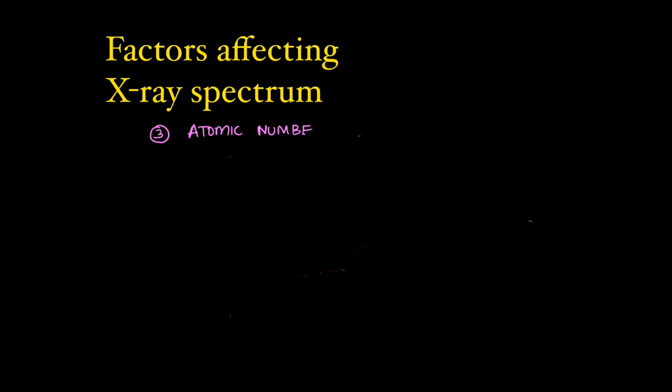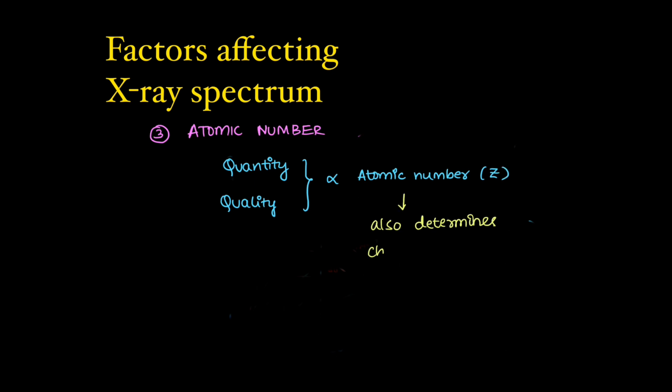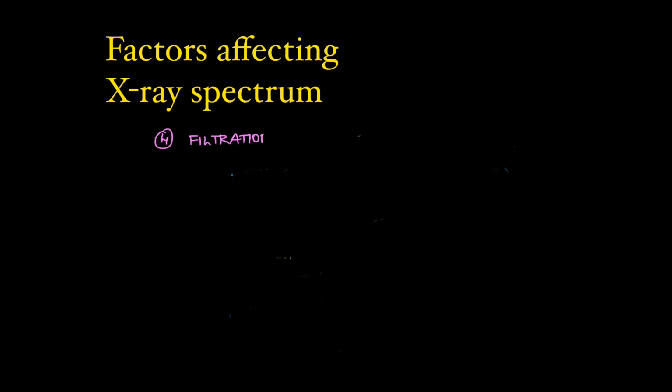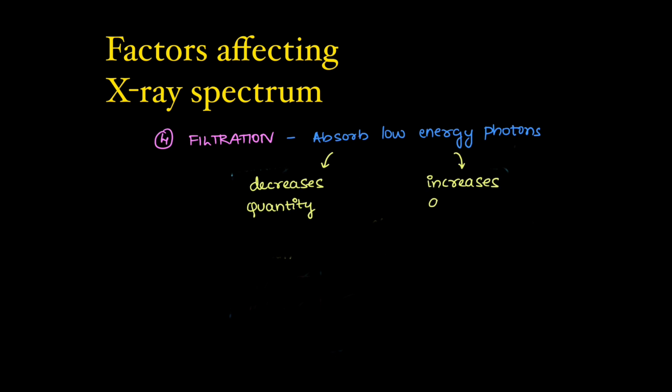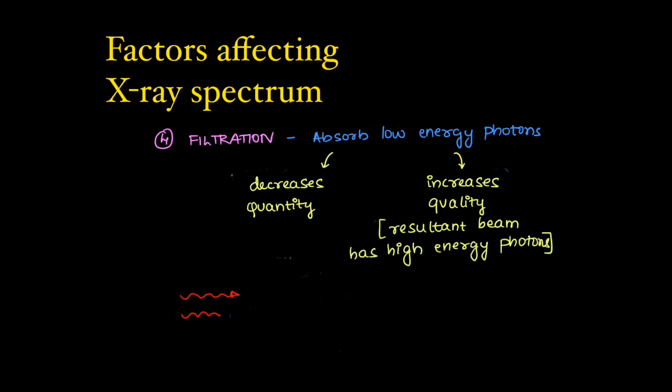Third factor affecting the spectrum is the atomic number of the target. Both quantity and quality are directly proportional to atomic number. That means as atomic number increases, quality and quantity both increase, and it also determines the characteristic radiation. Fourth factor is filtration. When filter is applied to the resultant X-ray beam, it absorbs low energy photons. So number of photons decreases, that is quantity decreases. But the overall energy of resultant X-ray beam increases because low energy photons are absorbed, high energy are passing through. So quality of the resultant beam increases.